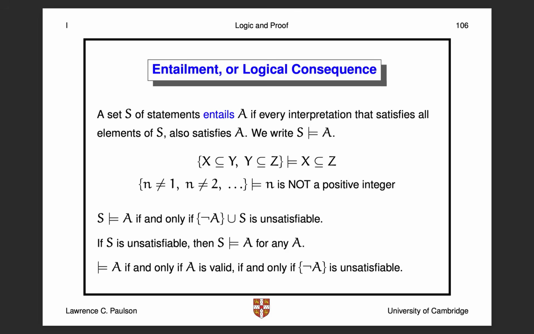As for the second example, if I know that n is not equal to 1, n is not equal to 2, and so on, then it follows that n is not a positive integer.